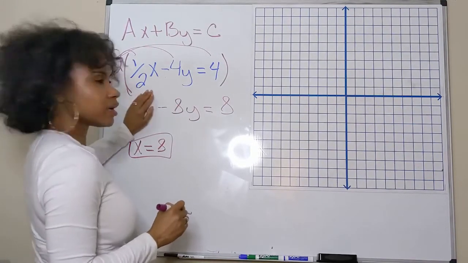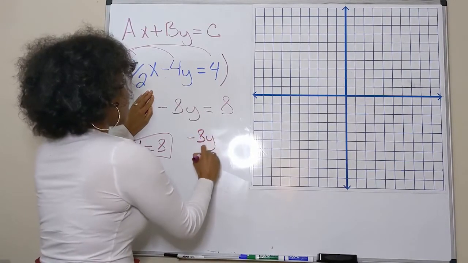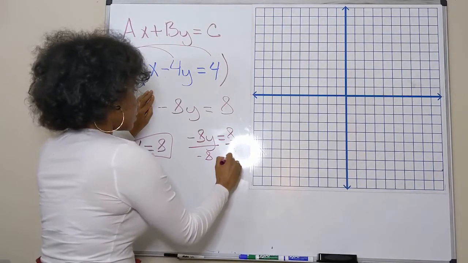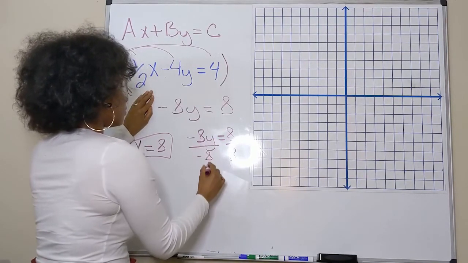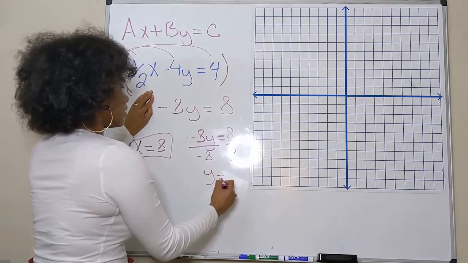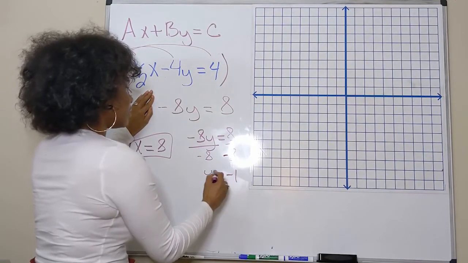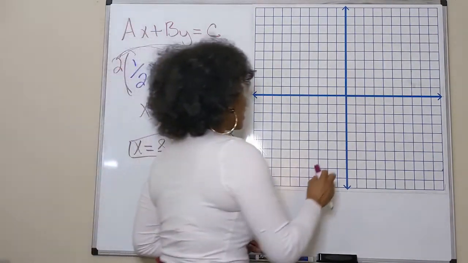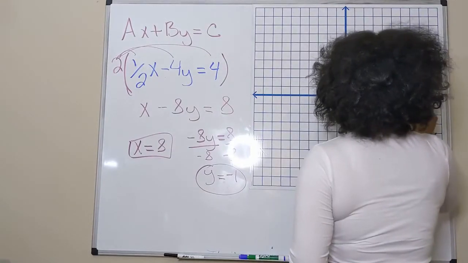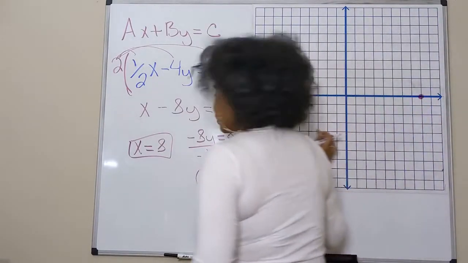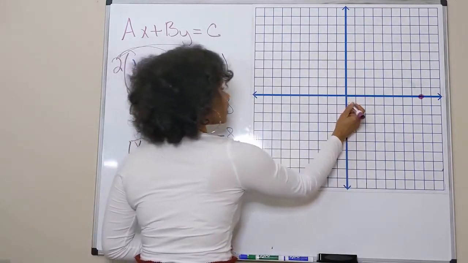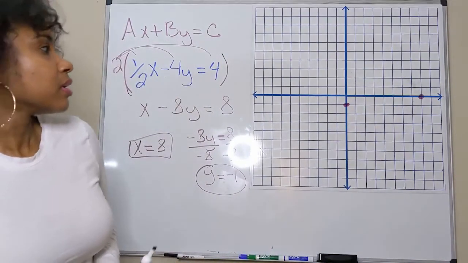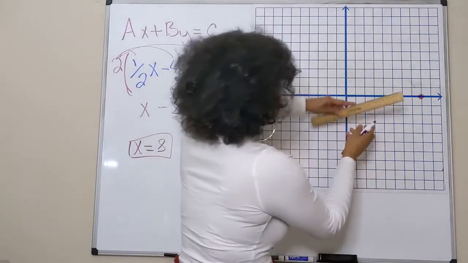All right. Covering up my x, I'm left with negative 8y equals 8. Dividing both sides by negative 8, 8 divided by negative 8, that is y equals negative 1. So my x-intercept is 8. 1, 2, 3, 4, 5, 6, 7, 8. Y-intercept is negative 1.